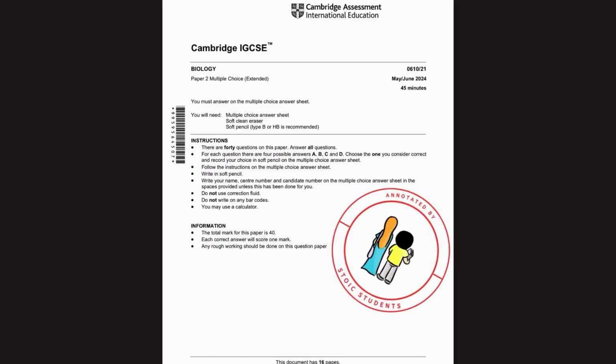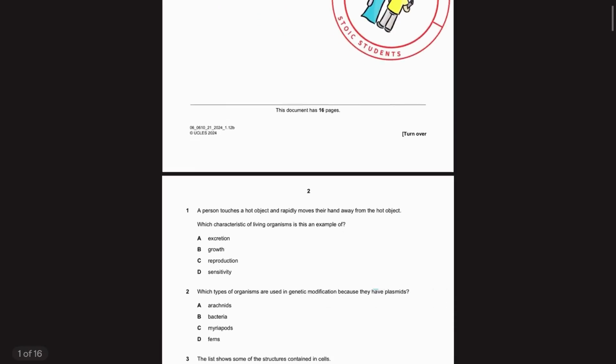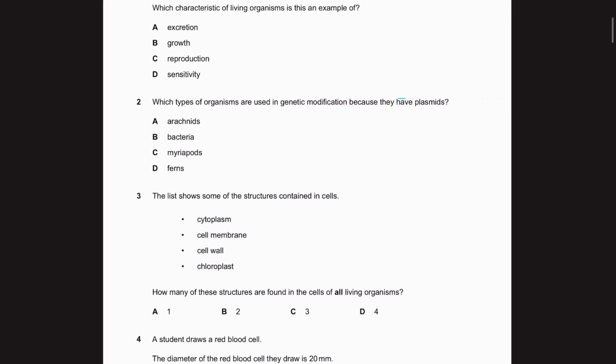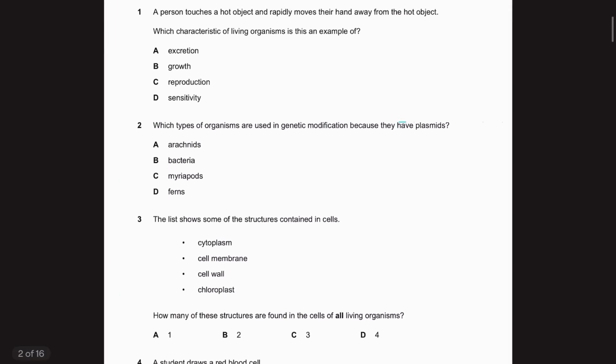So this is the CAIE, previously CIE, Cambridge IGCSE Biology Paper 2. Now, if you know your Paper 2, you know that it consists entirely of multiple choice questions, 40 multiple choice questions. Now, that's easy because the answer is staring you in the face. It's hard because you've got to pick the right one, and sometimes that comes down to smart elimination. So let's try to put some of that skill into practice, okay?